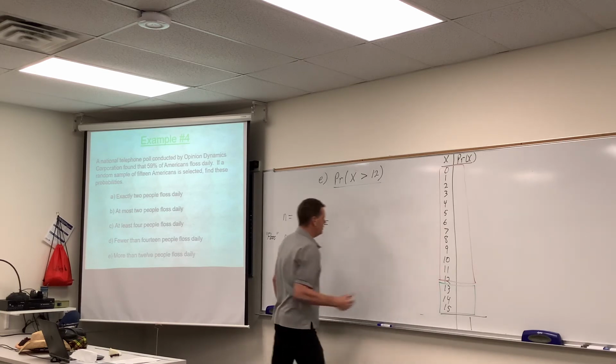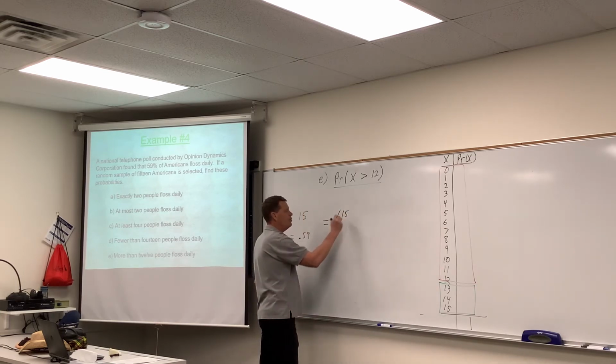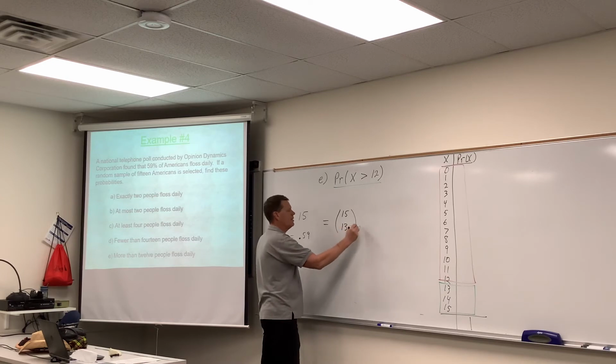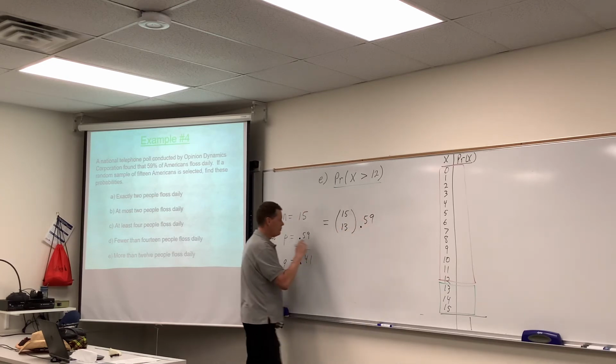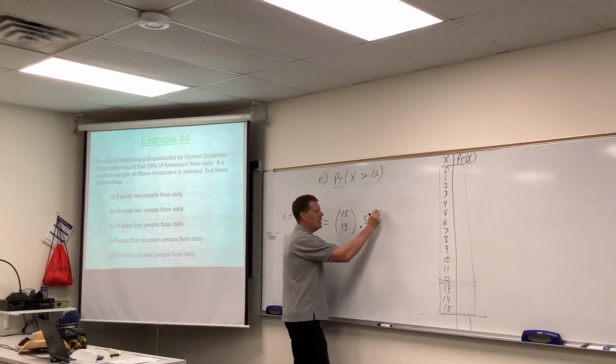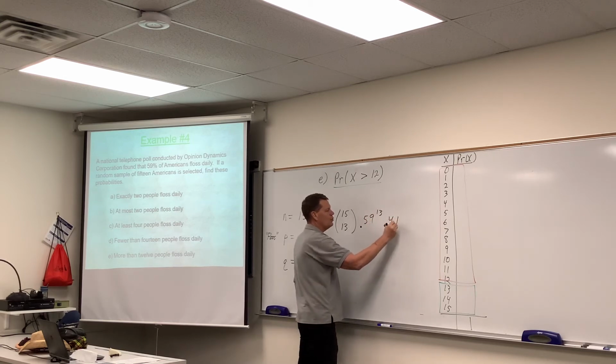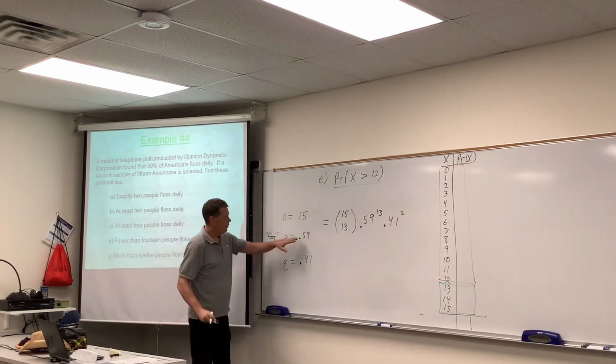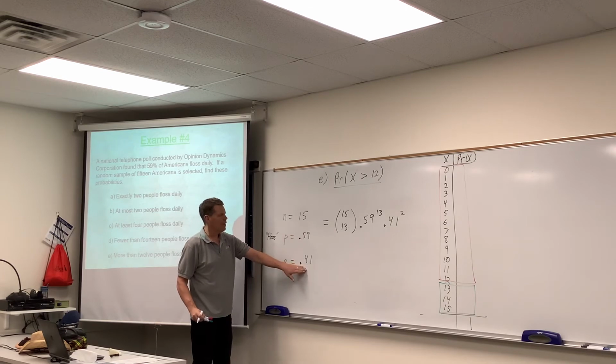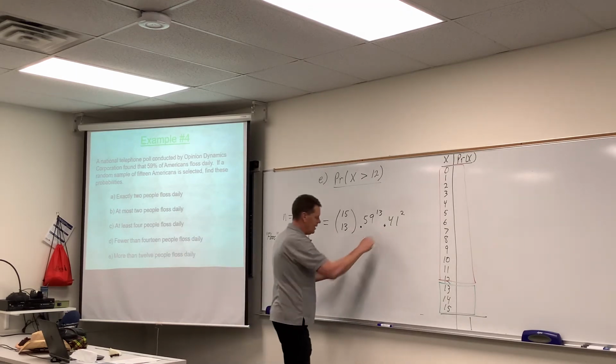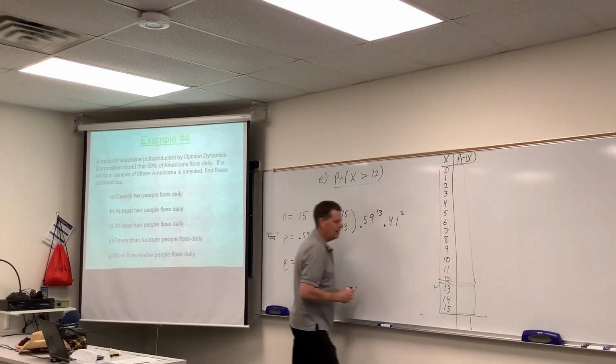Let's start with 13. 15 people choose 13 to floss. Flossing, 59%. 13 of them floss, which means that 2 of them do not. Remember, floss is 59, do not floss is 41. That would be the setup right there for 13.